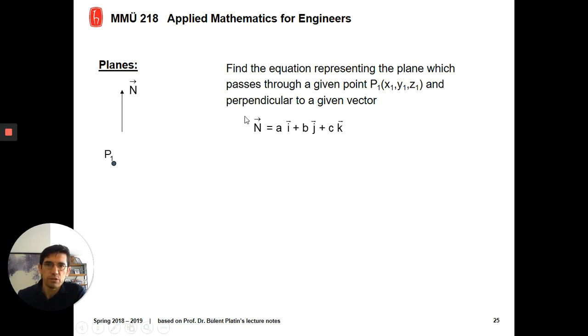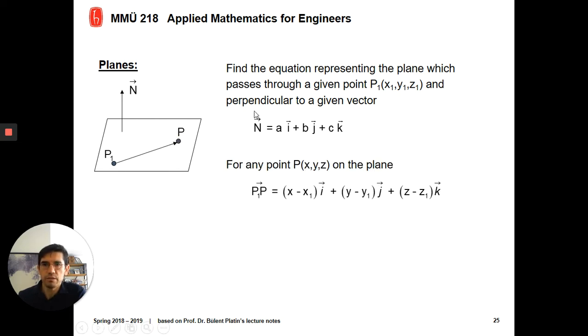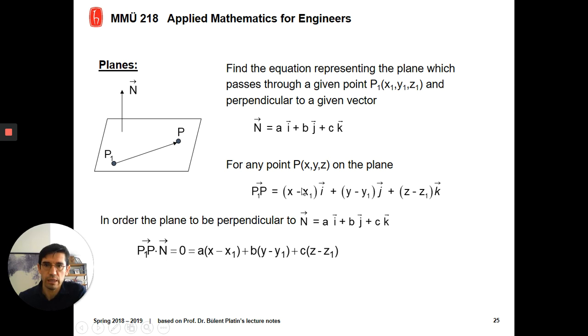Okay, so the n vector, the normal vector, will be represented by a, b, c components, and then I will define a generic point P(x, y, z) as we did before. The vector P1P can be represented by the P minus P1 position vector, which you can see here.